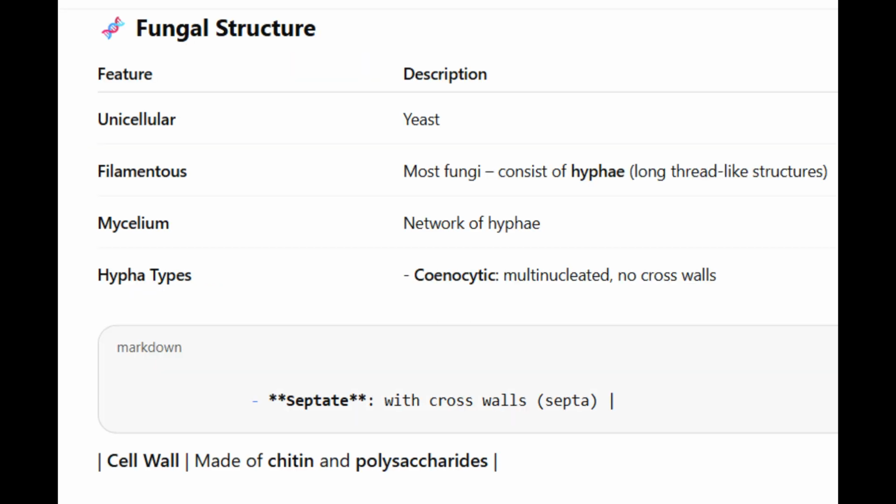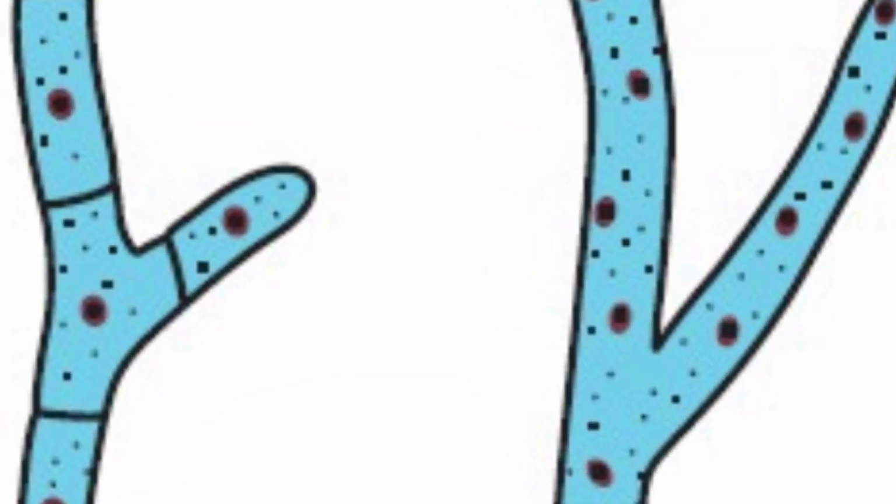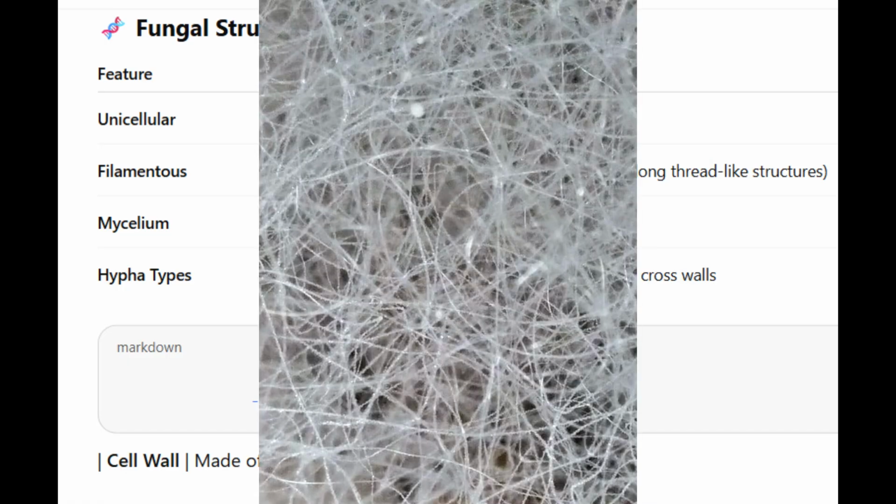Fungal structure. The unicellular fungus is yeast. It is the only member that is unicellular. All other members are multicellular. Yeast is used for brewing and making bread in bakery products. Structurally, fungi are made up of thread-like hyphae. Imagine a single thread alone is a hypha. When these thread-like hyphae interweave and form a big structure, it is called mycelium. Mycelium is the body of the fungus.